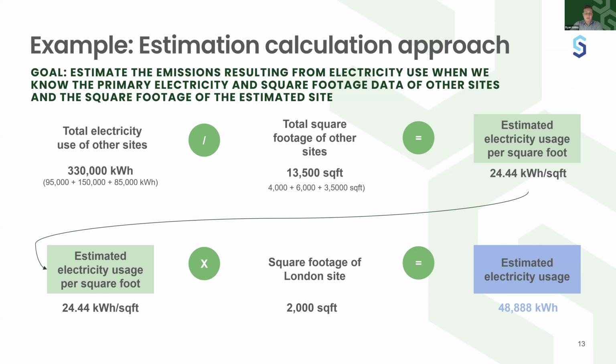Moving now to the bottom row of calculations here, we can see that we then take the energy intensity unit and multiply it by the square footage of that London site, resulting in an estimated electricity usage of about 48,888 kilowatt hours for the site. Now that we have that estimation taken care of, we can move on to the emissions calculations.